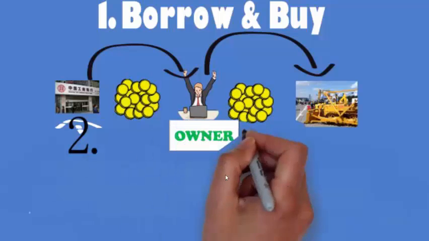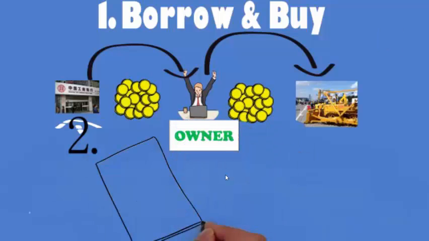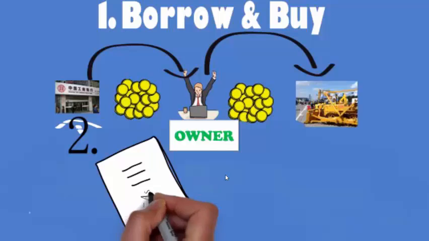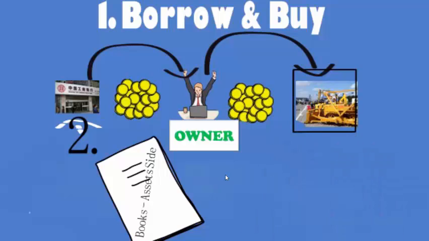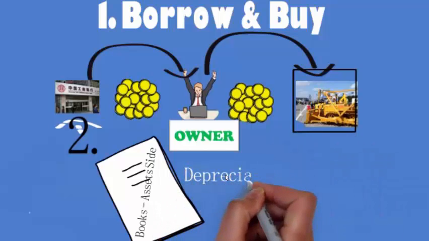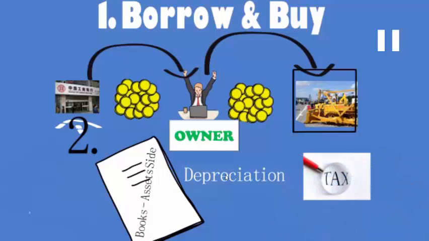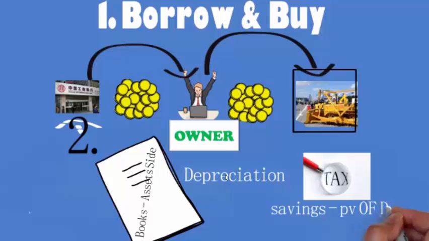Now the second point: when borrowing and buying, the lessee is the owner of the asset. So this asset will be reflected in his books of accounts, and on this asset he can claim depreciation, and due to this depreciation he gets an advantage. So he can claim the depreciation tax shield. The second factor he will consider is the present value of the depreciation tax shield. It is an inflow for him.